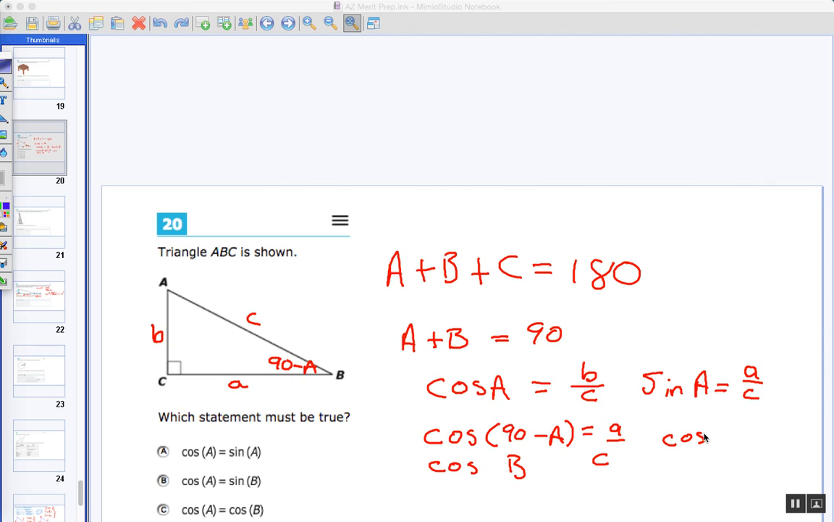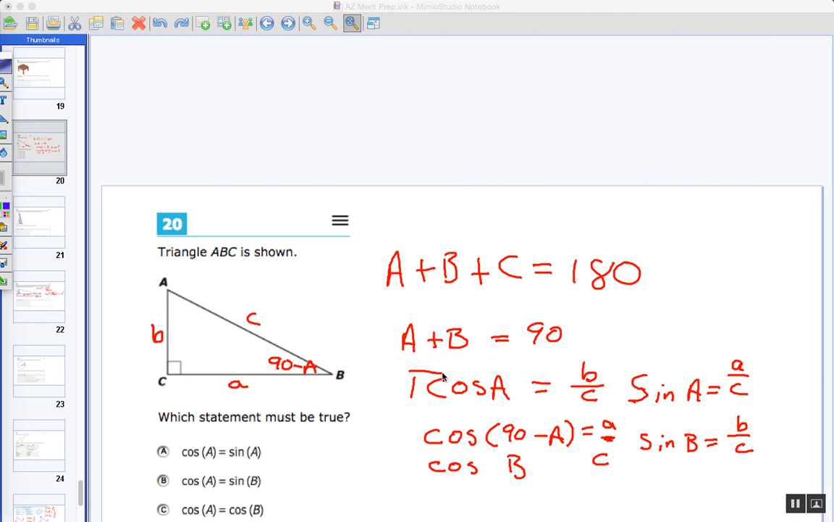And the sine of 90 minus A, oops, let's go ahead and rewrite that again. So sine of A is equal to opposite over hypotenuse. Sine of 90 minus A, also angle B, is equal to B over C. And that was equivalent to A over C there.